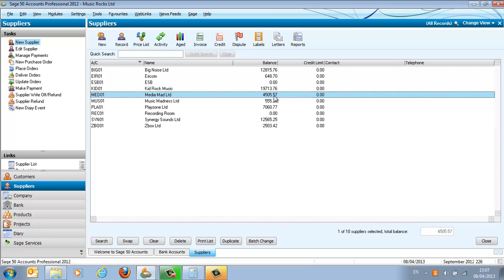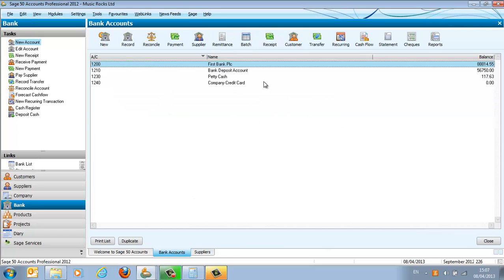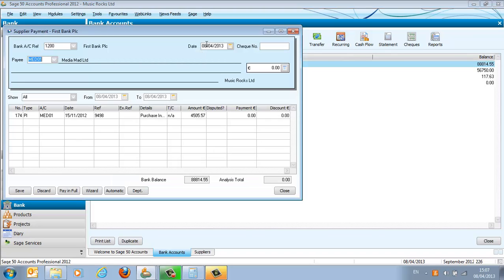So we're going to look at both: what to do if there is a gain or if there's a loss. Let's have a look at the bank account, and suppliers. I'm going to bring up Media Mad. Make sure the date is the date the invoice has been paid. We'll be looking at this in a second.